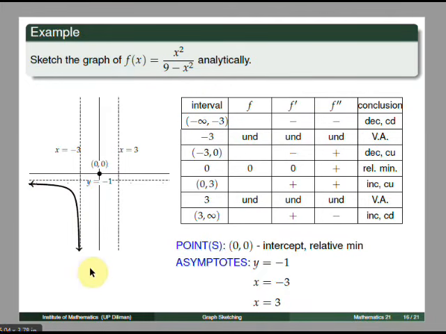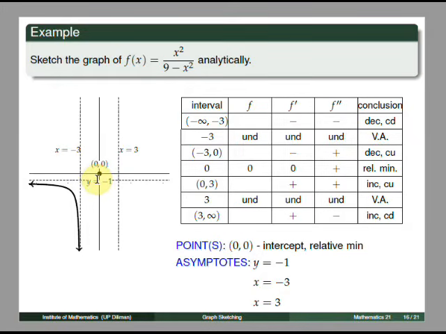Decreasing, concave down, approaching the horizontal asymptote y equals negative 1 and approaching the vertical asymptote x equals negative 3. Did you get it? Very good. Now, on the interval negative 3 to 0, we are decreasing concave up and must pass (0, 0).